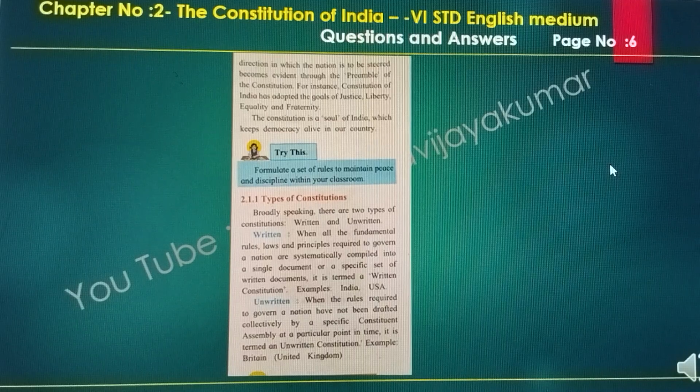Unwritten: when the rules required to govern a nation have not been drafted collectively by a specific constituent assembly at a particular point in time, it is termed an unwritten constitution. Examples: Britain, United Kingdom.